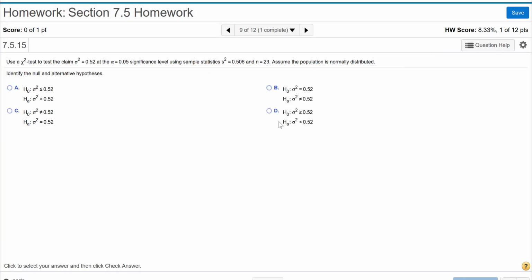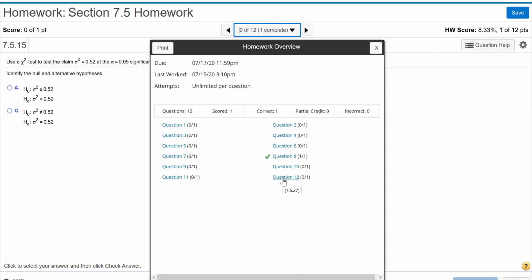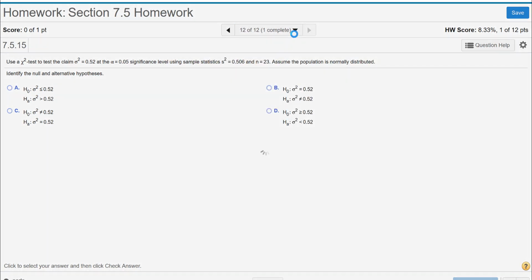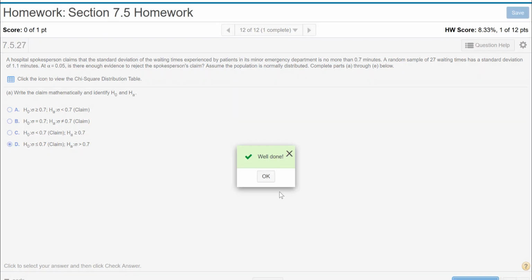Okay, and then I think the other one was to jump to number 12. Oh, let's see, I'm sorry. Yeah, number 12 was the other question. And so let's go for it here. The claim is that the standard deviation of the waiting times experienced by patients is no more than 0.7 minutes. So no more than means less than or equal to is the claim, and the alternative claim is that it is more. So we've got this one on our hands.